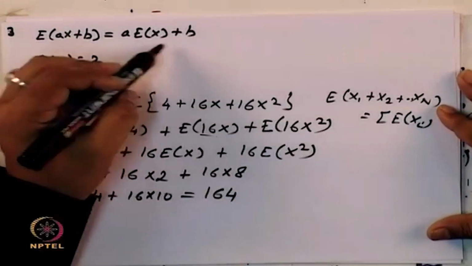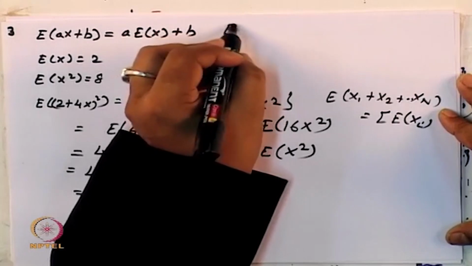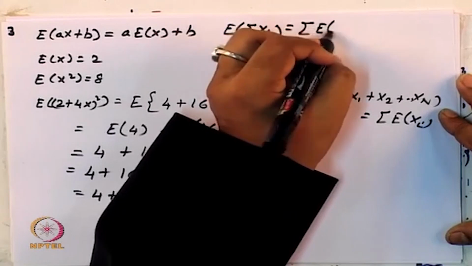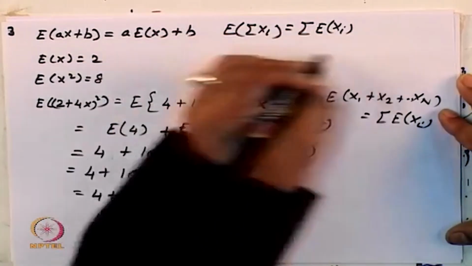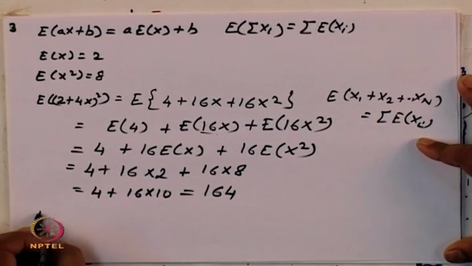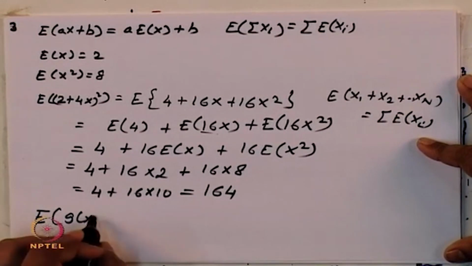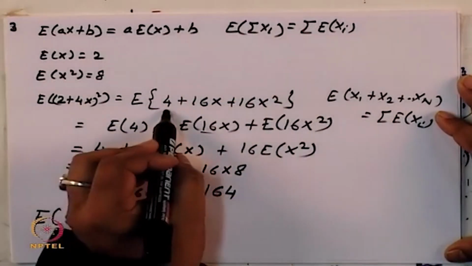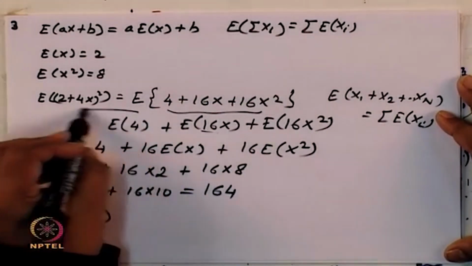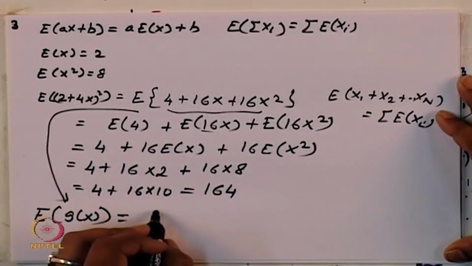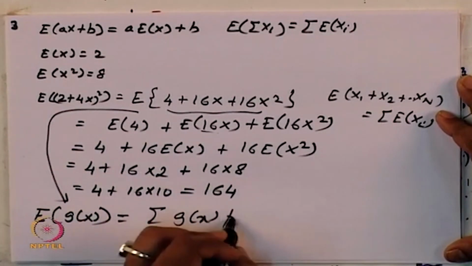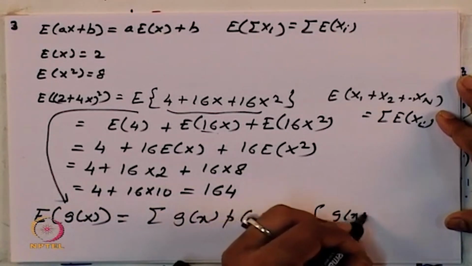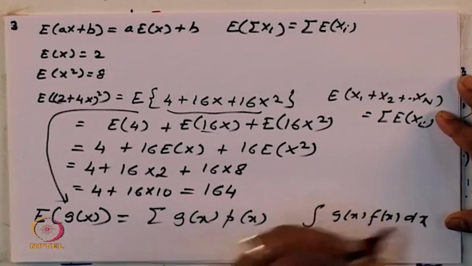So, I can make use of this identity, E of summation of xi is equal to summation E of xi, or I can break it down. I also have the following thing. If you have a function, E of g x, so actually this we broke it down, but this is more like E of g x is summation of g x p x, or integral g x f x dx.